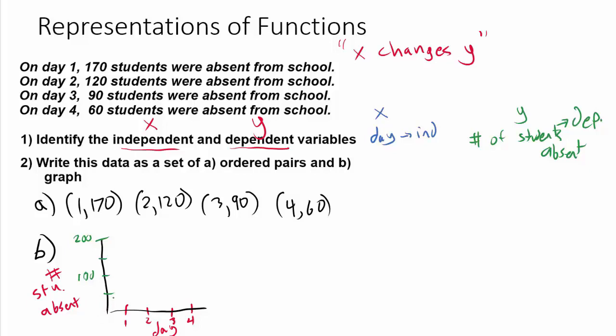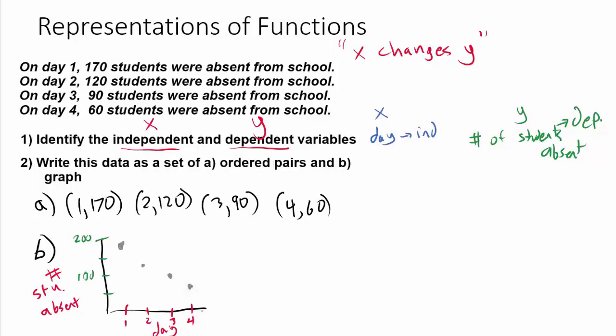Let's first graph the point 1, 170. That point, if I graph this ordered pair, would be right about here. Now if I graph the point 2, 120, that'd be somewhere in between here. It's not going to be a perfect sketch, but it'll give you an idea of what it should look like. 3, 90 would be somewhere in here. Oops, I went a little too far over. Let me fix that. There we go. And then finally we have 4, 60, which would be just a little bit above that 50 line here.